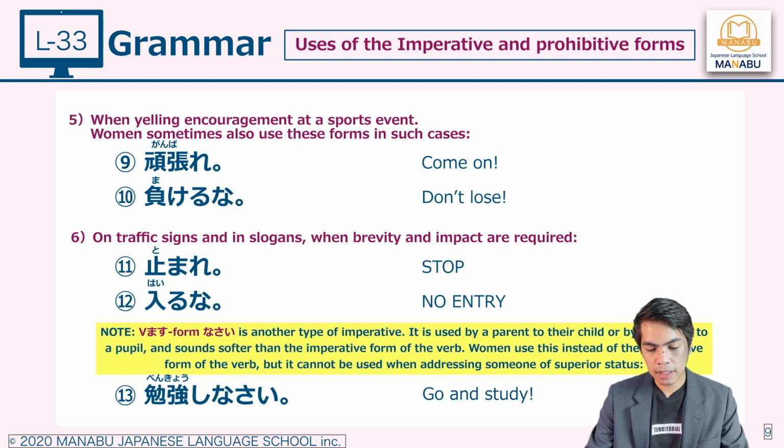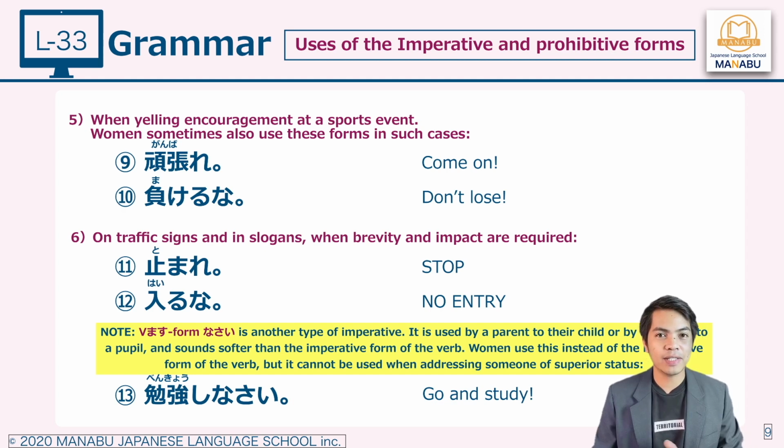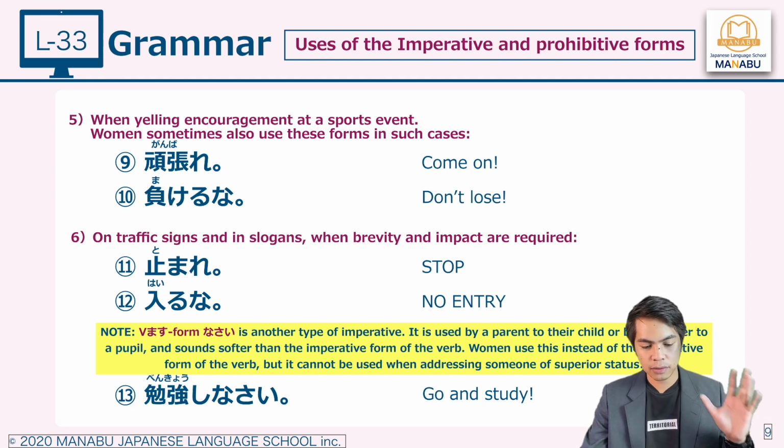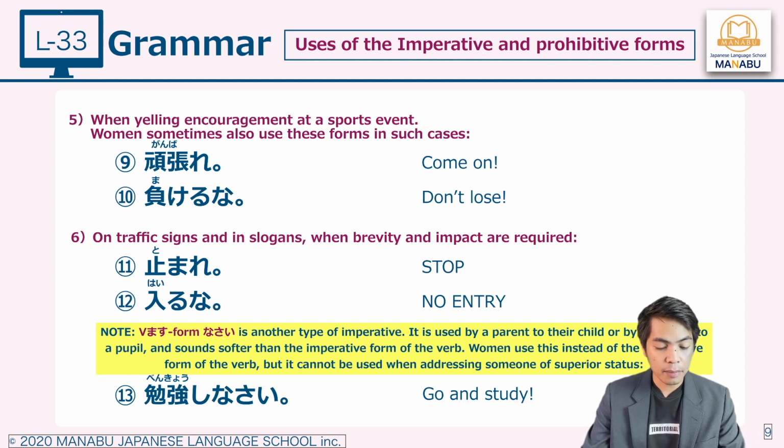Number 5, use of the imperative and prohibitive forms is when yelling encouragement at a sports event. Women sometimes also use these forms in such cases. So there are cases that women can use this form of the verbs. So for example, at a sport event. So number 9, gambare, gambare. So it can be used by women to cheer someone, gambare, good luck or do your best. And number 10, makeruna, don't lose, from the verb makemasu, to lose.